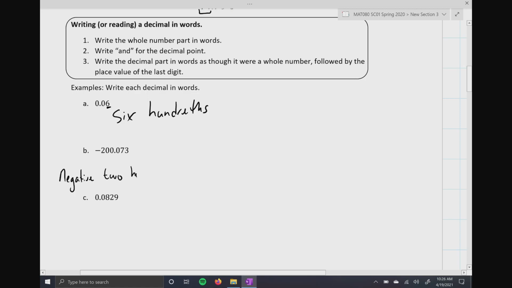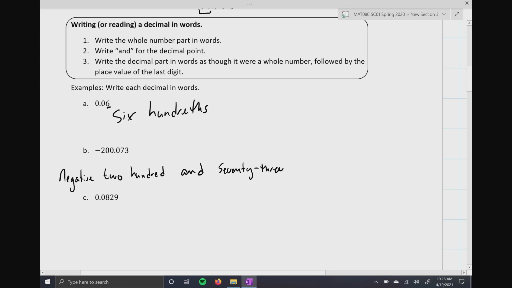200. So there's my whole number part. Now I got to worry about the decimal, so I put the word and. And now I write the decimal part as a whole number. 73.